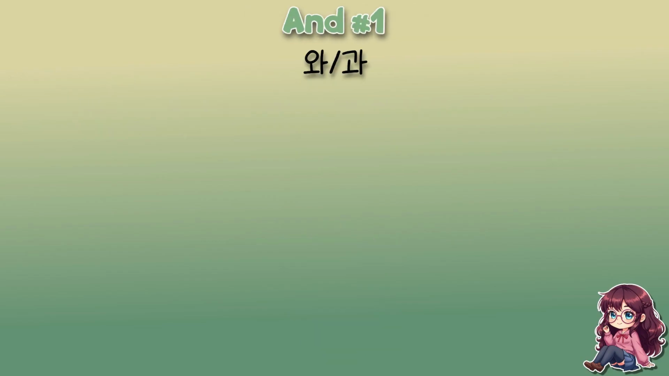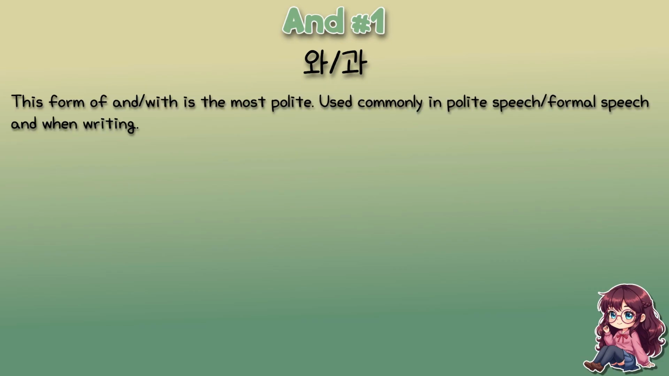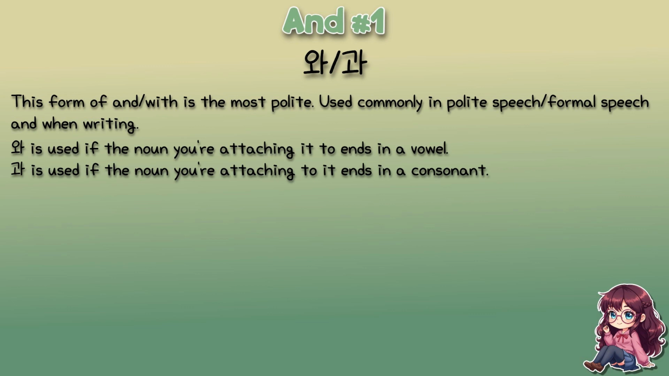Starting with 와 and 과. Both of these mean "and." This is the most polite way to say "and." It's also used in writing as well. If your word ends in a vowel, you will use 와, and if your word ends in a consonant, you will use 과. I'll show you some examples of these in use.